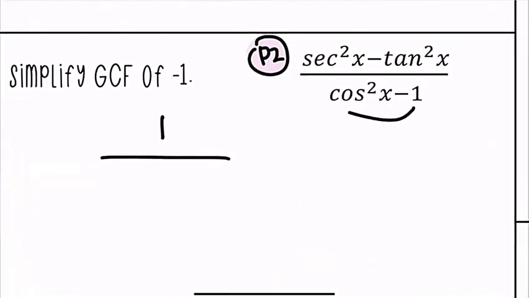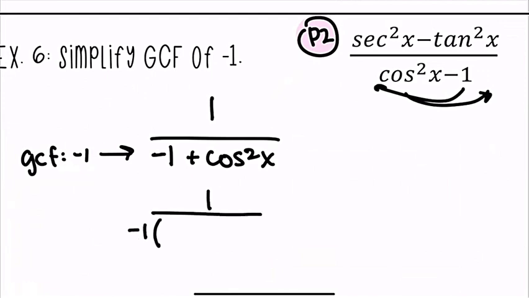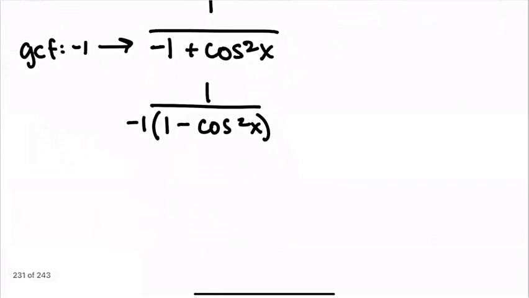So right here, let's flip-flop that. And that would end up with -1 plus cosine squared of x. And now they're the wrong signs. So I'm going to take out a GCF of -1. And you can see that's going to switch the sign because -1 divided by -1 makes a positive 1. And then positive cosine squared divided by -1 makes a negative cosine squared. And that gets me to here.